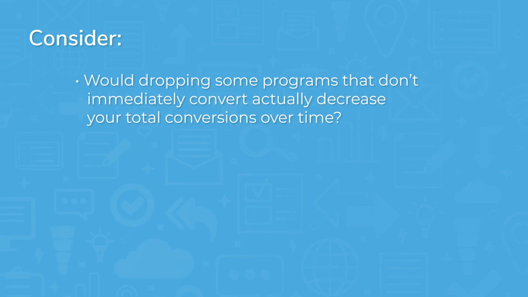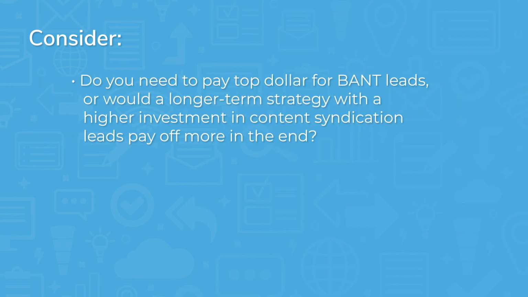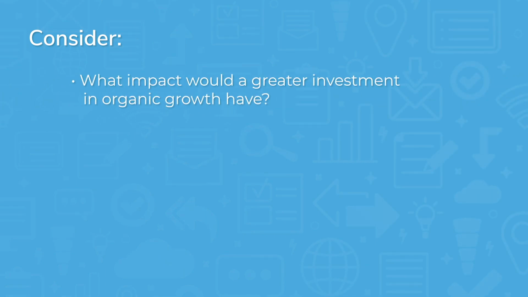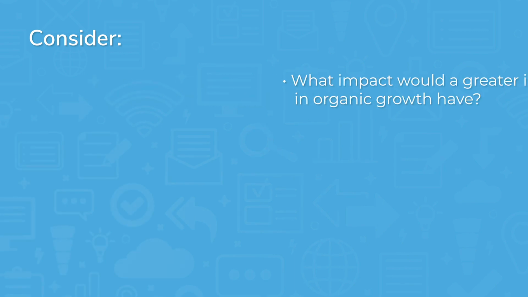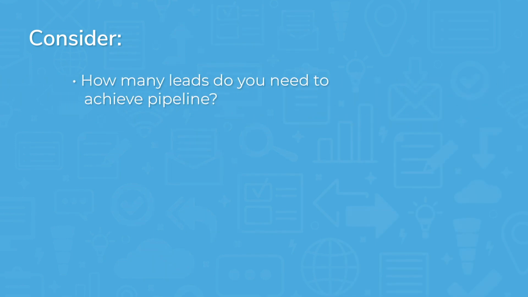Would dropping some programs that don't immediately convert actually decrease your total conversions over time? Do you need to pay top dollar for BANT leads, or would a longer-term strategy with a higher investment in content syndication leads pay off more in the end? What is the impact of reducing your display or PPC spend? What impact would a greater investment in organic growth have? Where could you cut spending to invest in new properties or more sustainable practices? How many leads do you need to achieve pipeline?